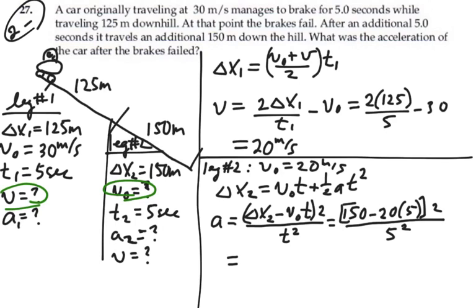And that is equal to 100 divided by 25, or 4 meters per second squared. So we actually speed up. Once the brakes went, we started to accelerate again and pick up speed with an acceleration of 4 meters per second squared. That's our answer.